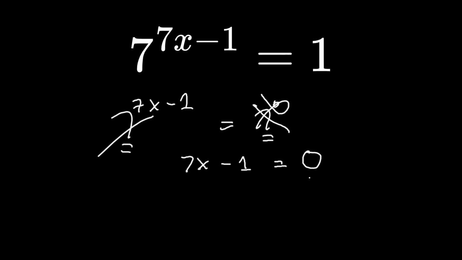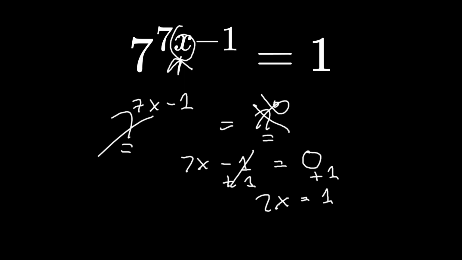So what is the next step you need to do? Well, the next step is to add here. The opposite of subtraction is addition, so you add over here. Now these will cancel and you will have 7x equals 1. Now, what is the next step? Well, we're trying to solve for x, for this variable here. This was the whole problem, trying to solve for this x.